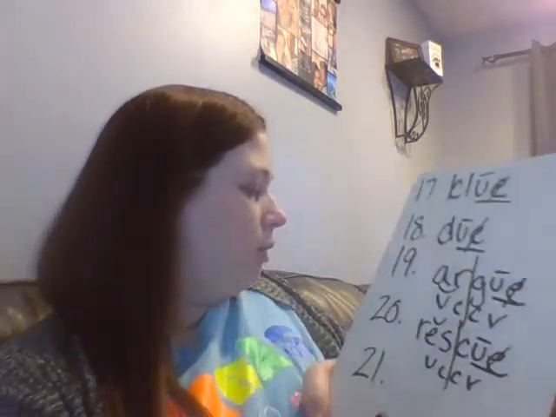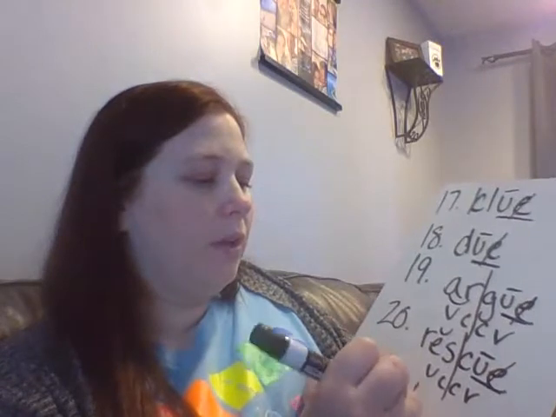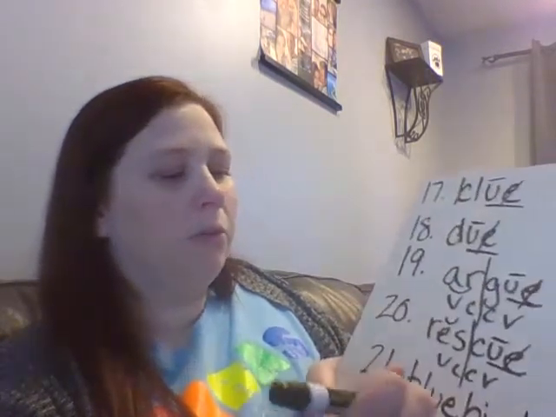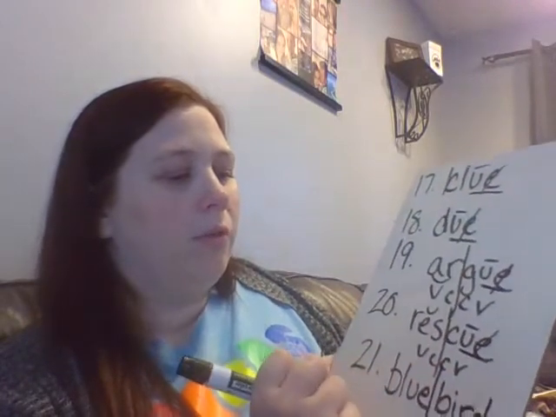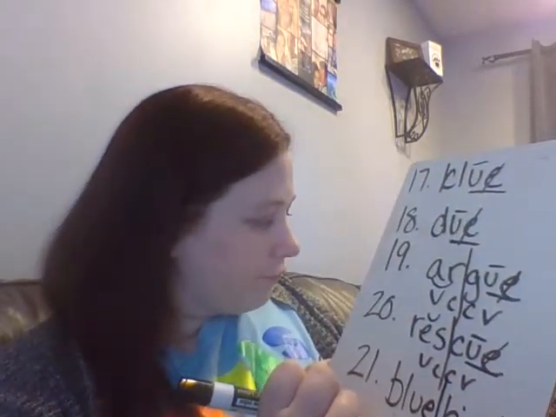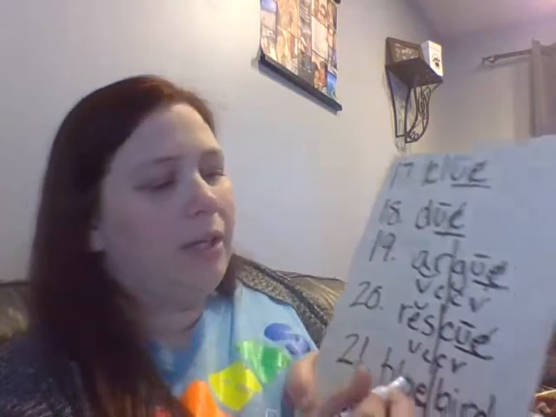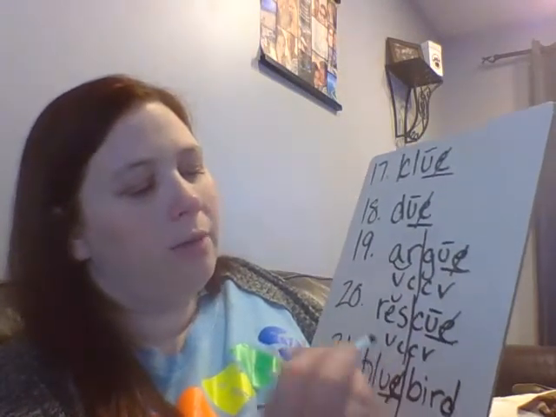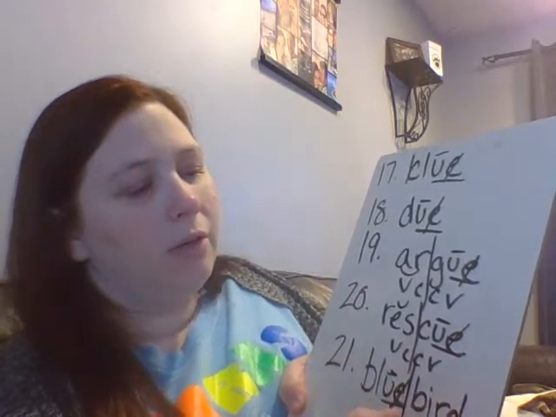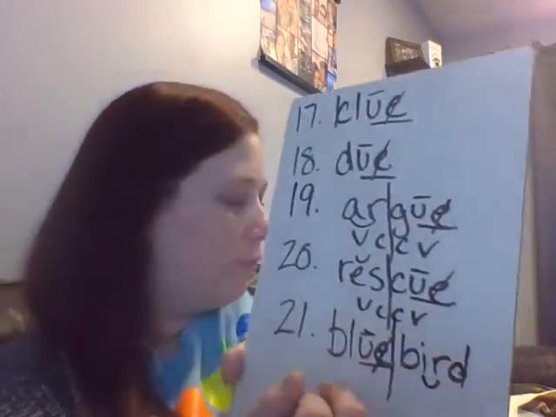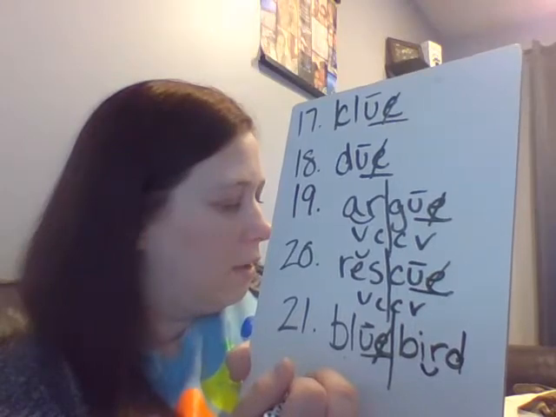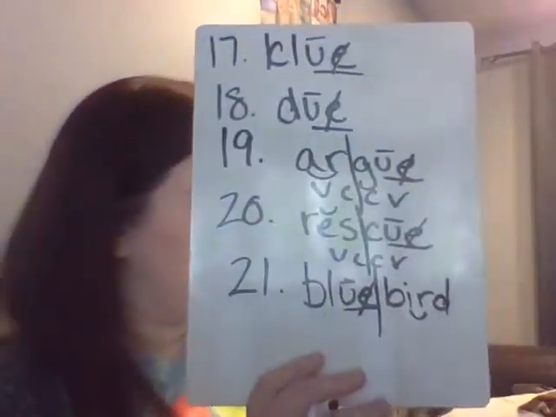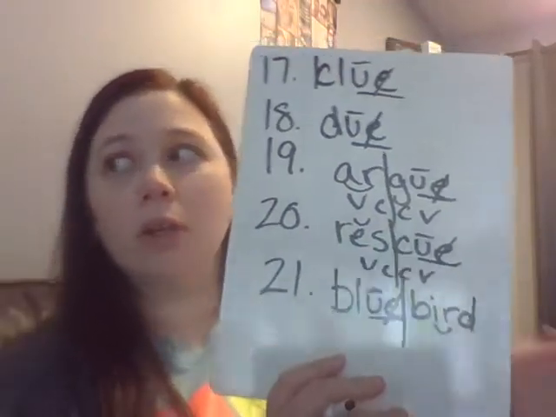And number 21, bluebird. This is actually a compound word because blue and bird. We draw a line there. We have our UE digraph, cross our E off, put a, not a breve, a macron on the U, and here is our combination IR. So make sure you have that. All right, make sure you have these. Draw a line over to the picture that matches the word.